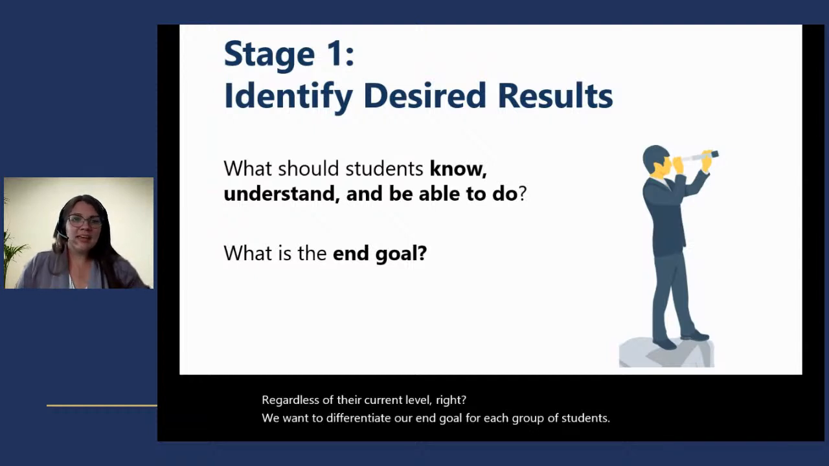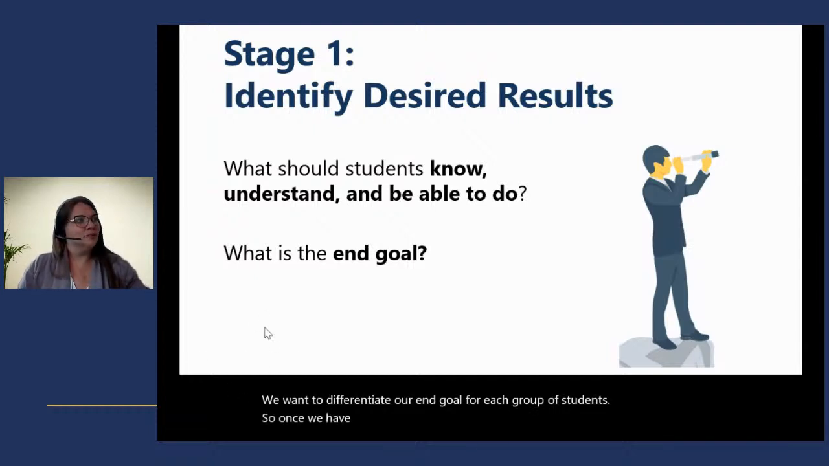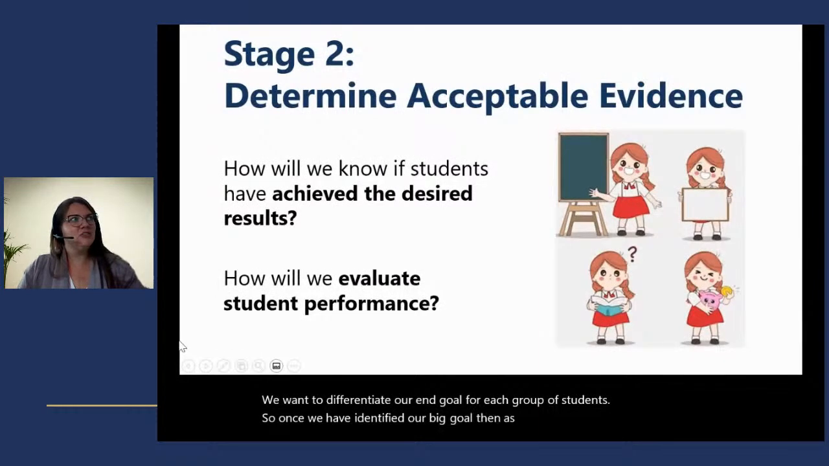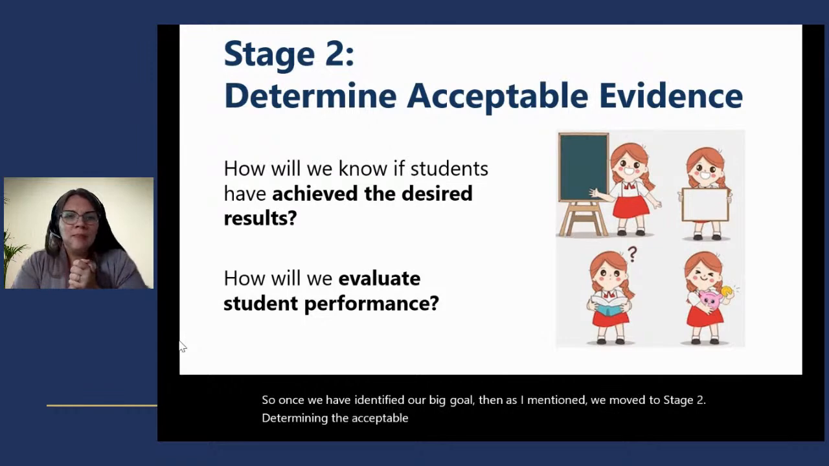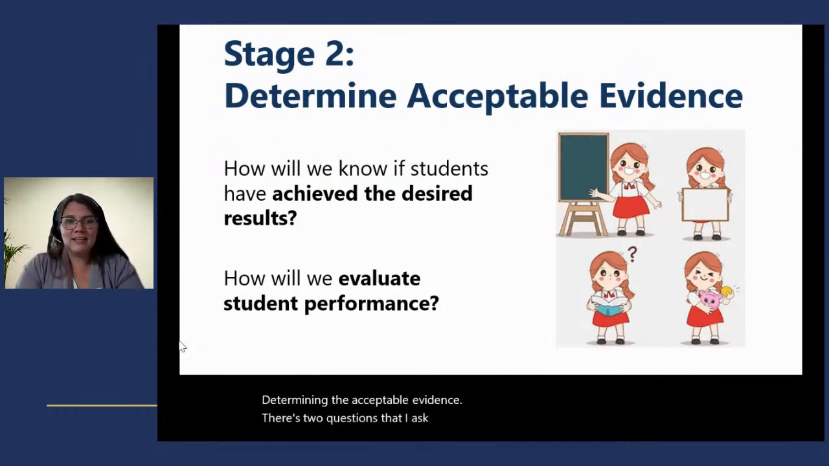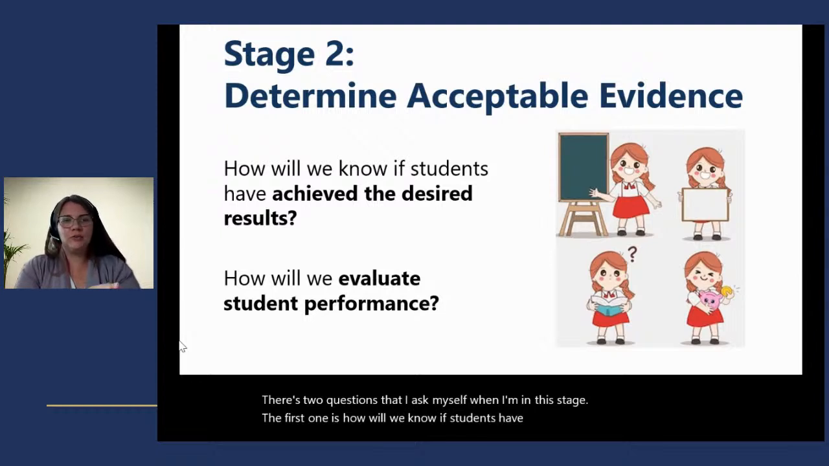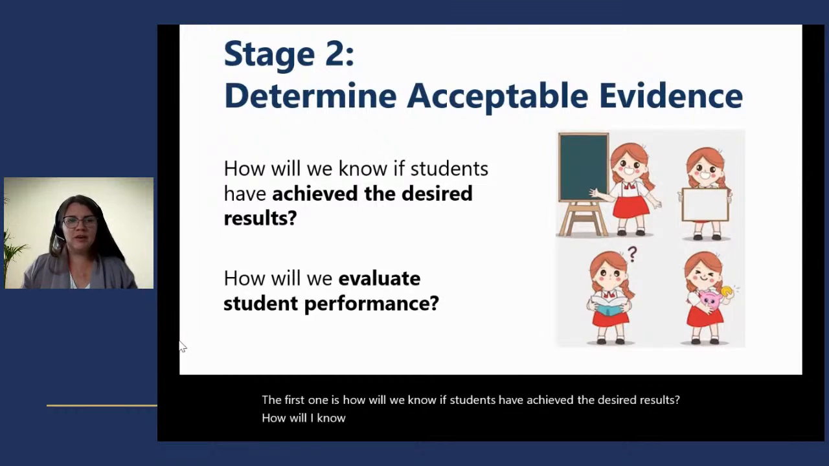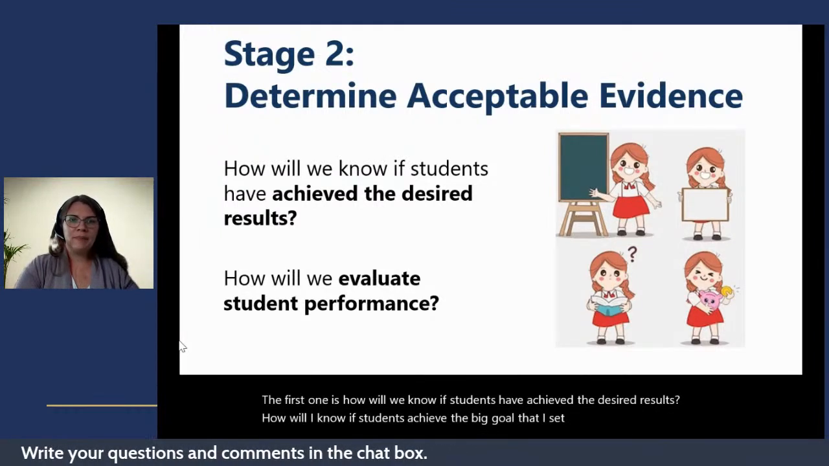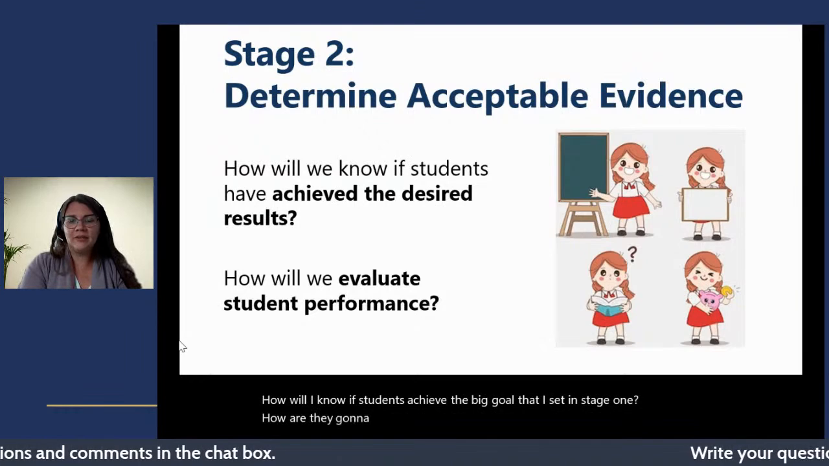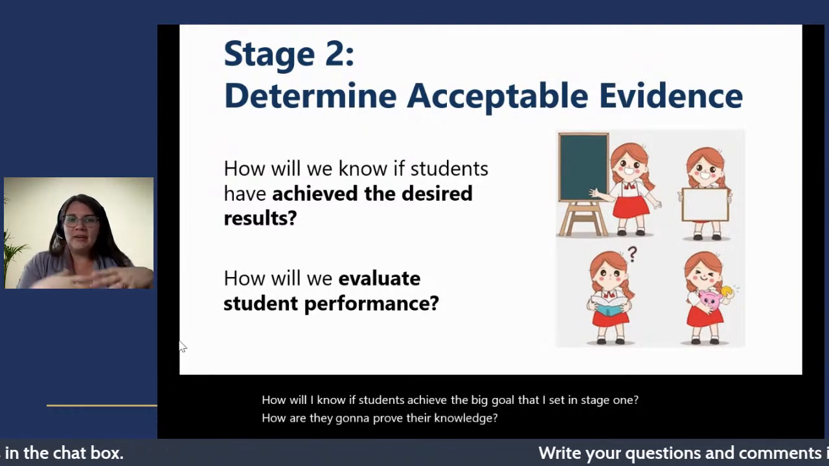Okay, so once we have identified our big goal, then as I mentioned, we move to stage 2, determining the acceptable evidence. There's 2 questions that I ask myself when I'm in this stage. The first one is, how will we know if students have achieved the desired results? How will I know if students achieve the big goal that I set in stage 1? How are they going to prove their knowledge? In what form?